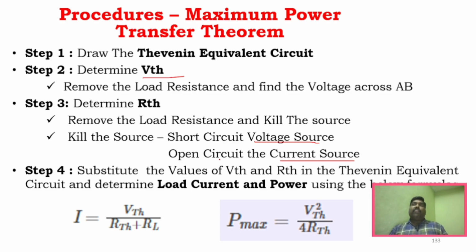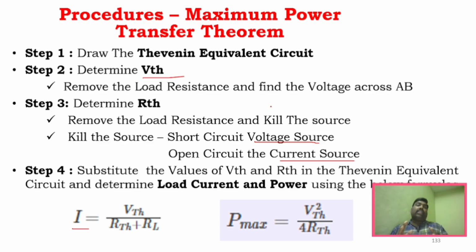Here the final step only differs. In Thevenin's theorem, you find IL alone, whereas here you find the load current as well as the power. We have different formulas for it. Here I is equal to V by R, where R is both RTH and RL, and the power P can be calculated as VTH square divided by 4 RTH. This is the formula.